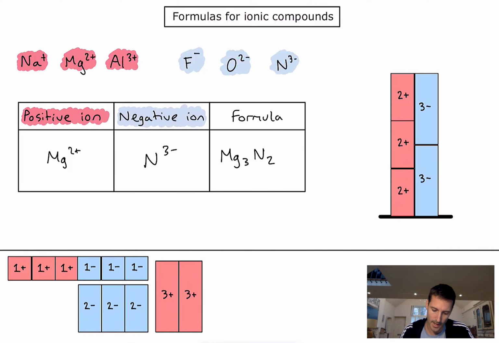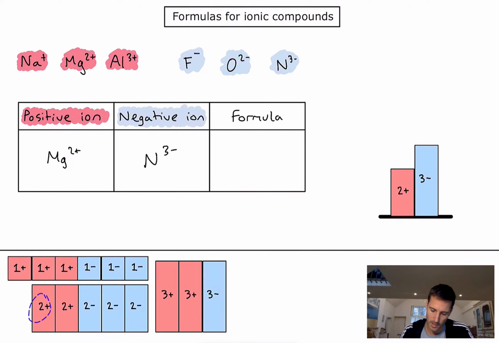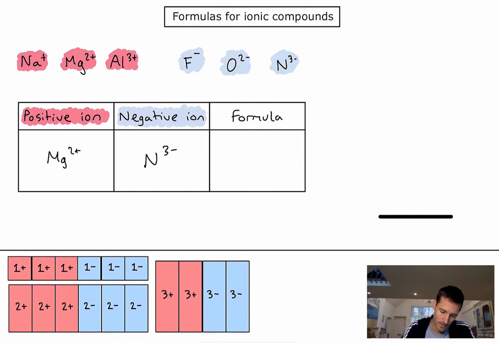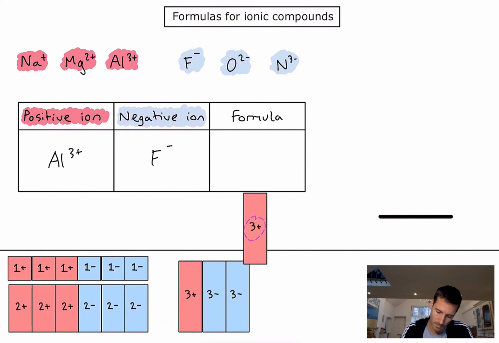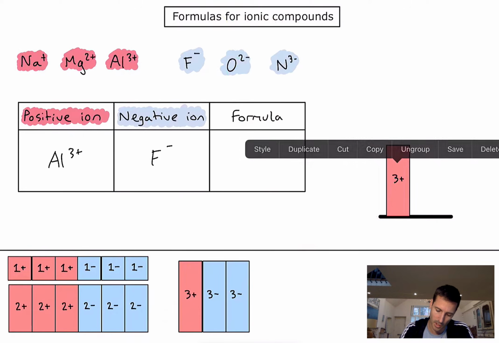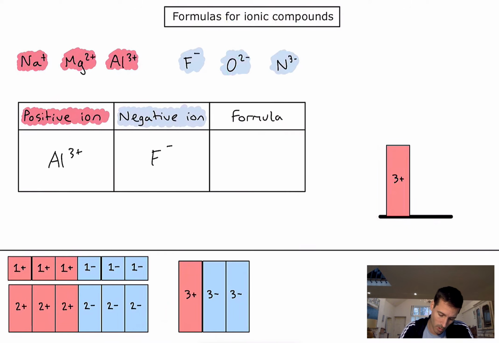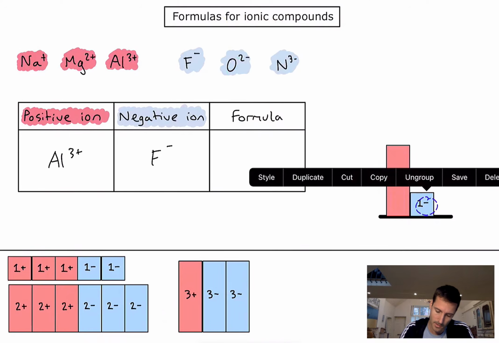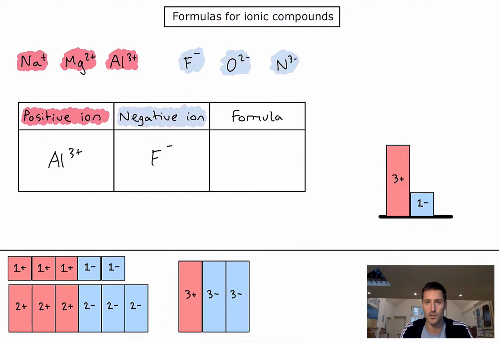Okay, let's try aluminium now and some combinations there. Let's start off with aluminium and the fluoride ion, 1 negative charge. Use my little blocks again. The aluminium has 3 positive charges. My fluoride's only got 1 negative charge. So it's definitely not balanced charges there.